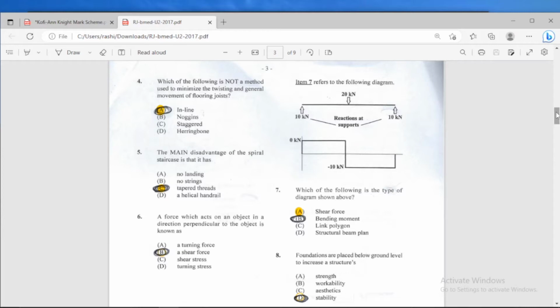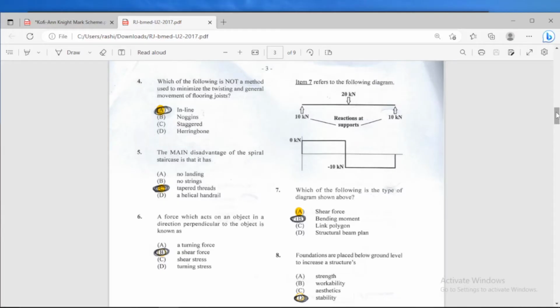Number 5 says, the main disadvantage of the spiral staircase is that it has, is it that it has no landing? Is it that it has no strings? Is it that it has tapered threads or a helical handrail? And the answer to this is that it has tapered threads.